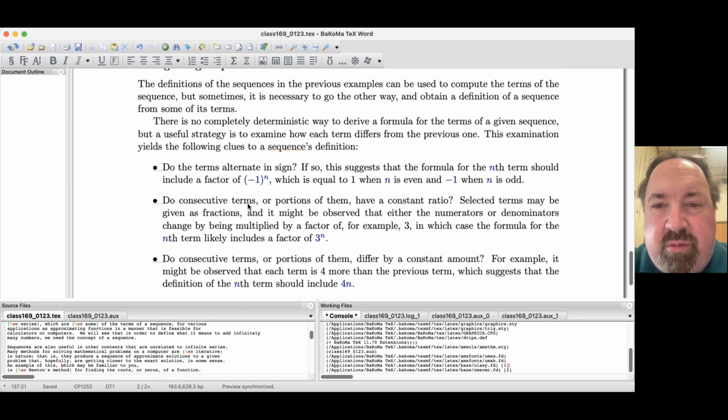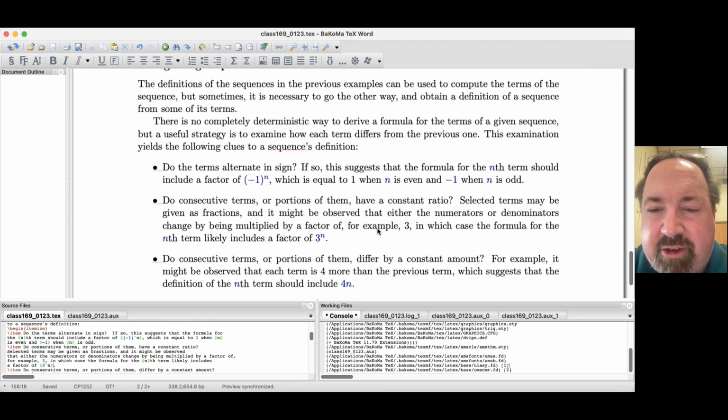Now, if you examine consecutive terms in your mystery sequence, how do you get from one term to the next? Are you adding something? Are you multiplying by something? So in the case of multiplying by something, like you see that some term or part of a term, if there's a constant ratio, then you're going to have an exponential. So for example, if you keep multiplying by 3 to get to the next number, then you should have 3^n in there somewhere.